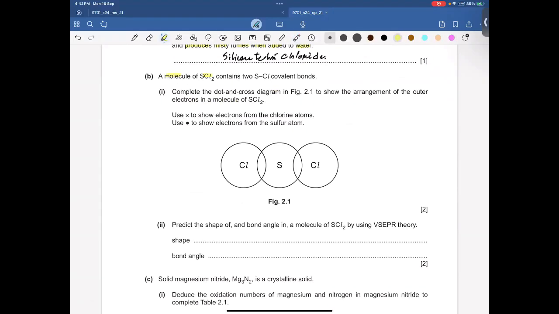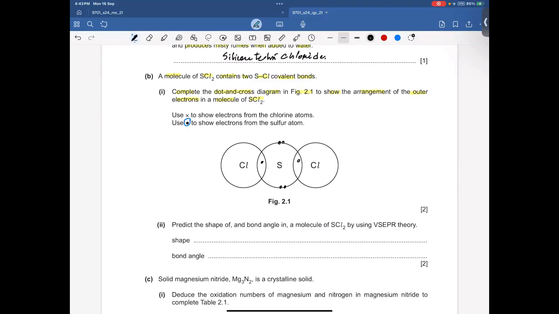A molecule of SCl2 contains two S-Cl covalent bonds. Complete the dot and cross diagram in figure 2.1 to show the arrangement of the outer electrons in a molecule of SCl2. By the way, sulfur belongs to group 16, and so it has 6 valence electrons. Chlorine belongs to group 17, and so it has 7 valence electrons. So sulfur is represented by dots. Let me show you the dots here: 1, 2, 3, 4, 5, 6. All right, these are the 6 valence electrons of sulfur.